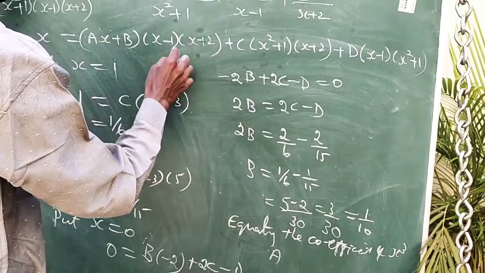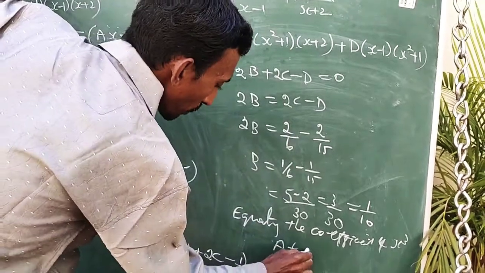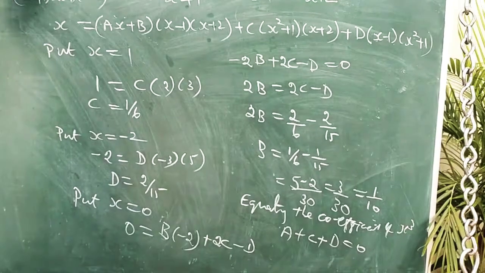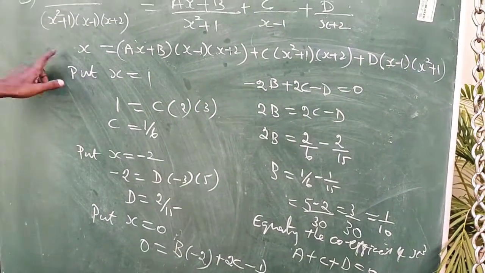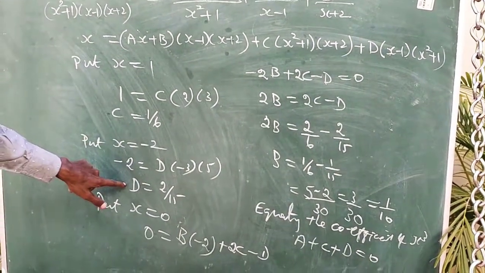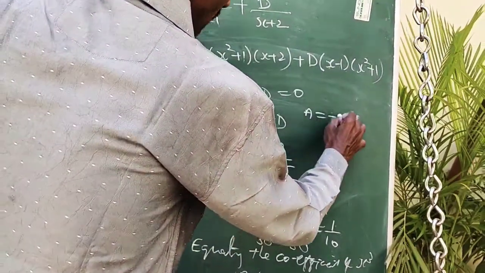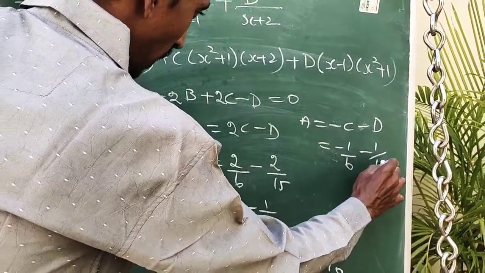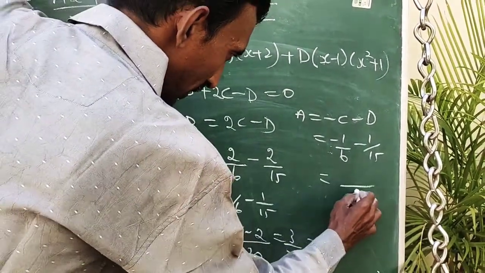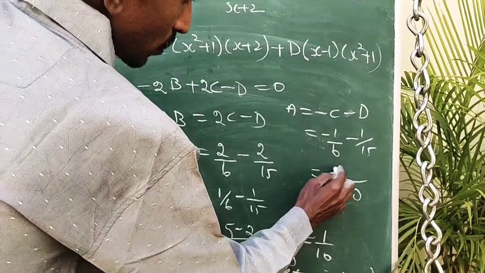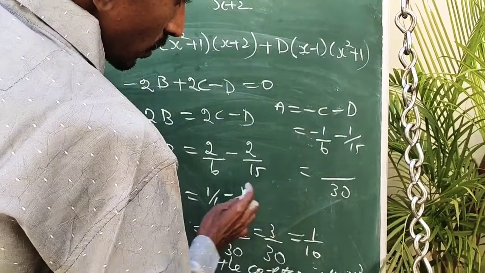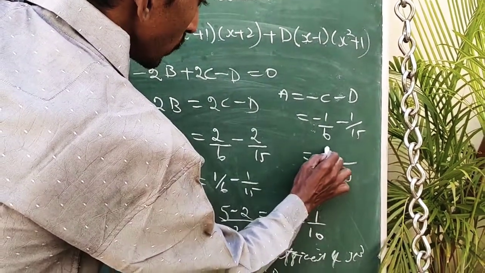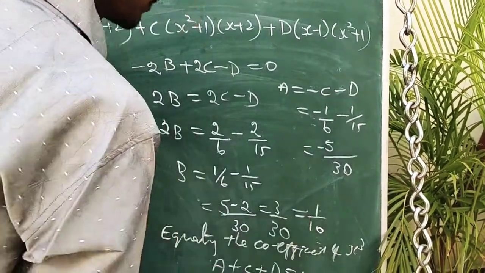Similarly C, D. Left hand side no x cube term, that is 0. So now already we have C and D. So A equal to minus C minus D. So minus 1 by 6 minus 1 by 15. Again LCM is 30. Okay.